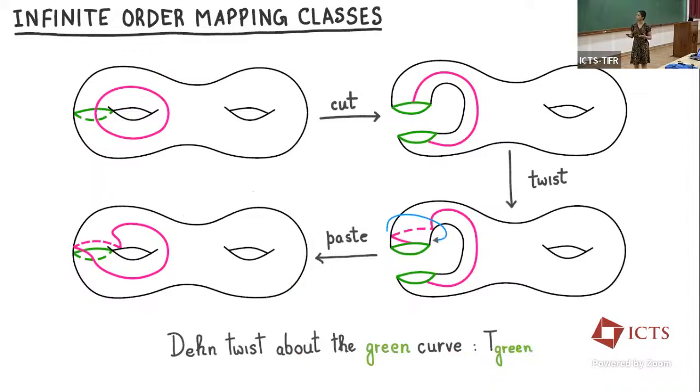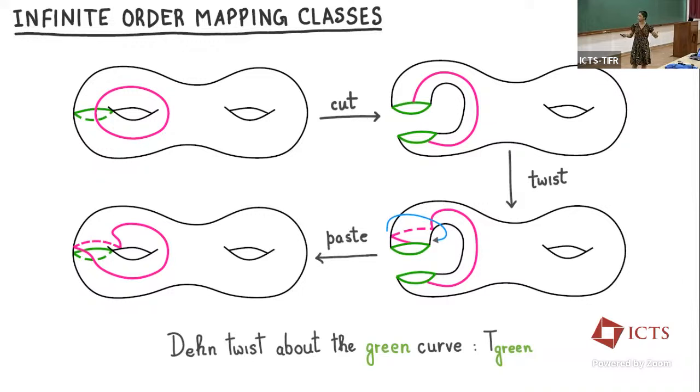Let's try looking at a class of infinite order mapping classes. The main class of infinite order mapping classes that we look at are known as Dehn twists. Dehn twists are defined for any genus G surface and for any curve on the surface. Here I will first define the Dehn twist for a particular curve on a particular surface, and analogously, we can just generalize this.